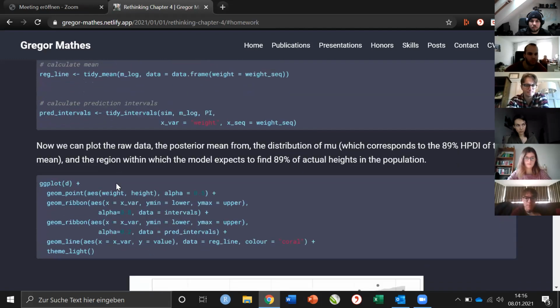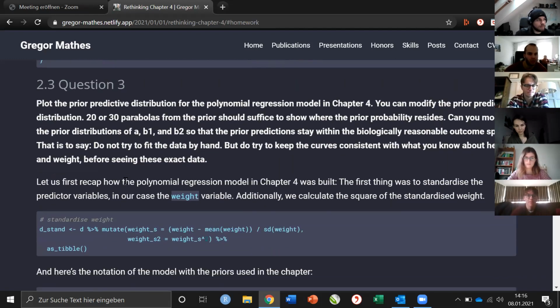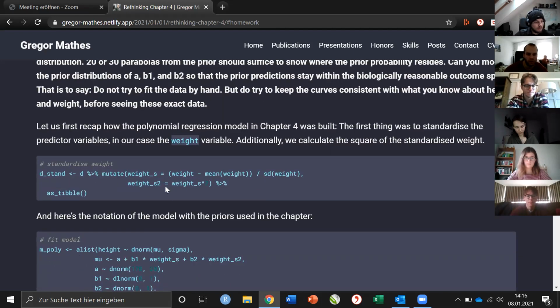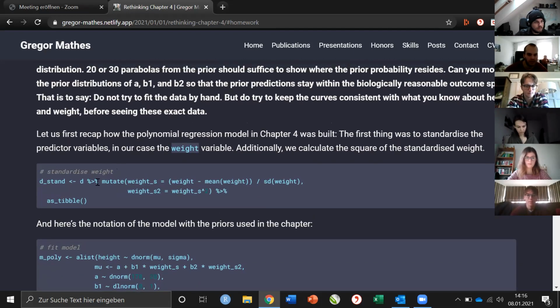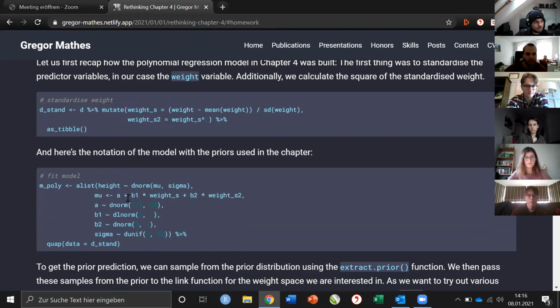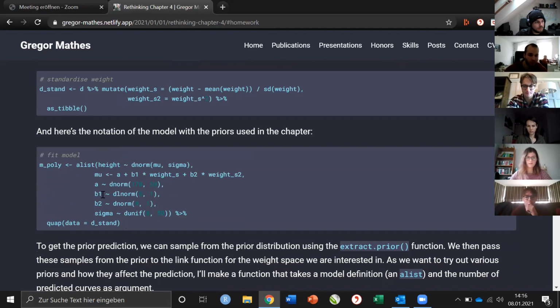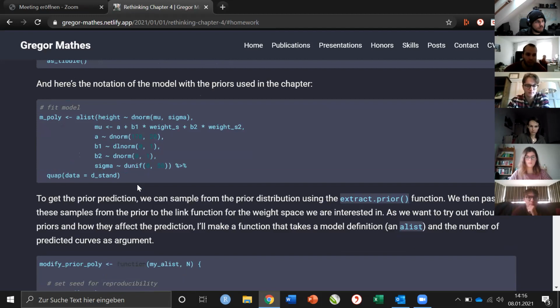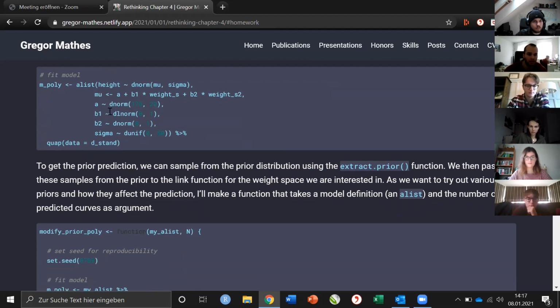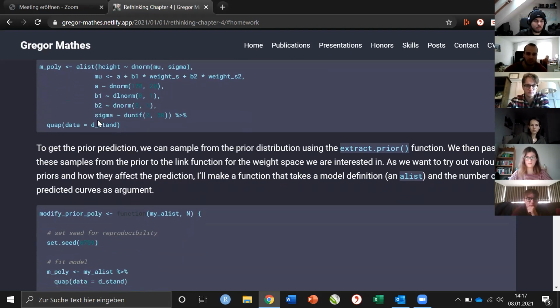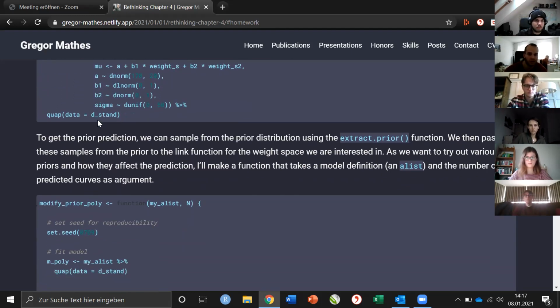Number 3. So what I do is I've standardized the variables, so the weight and the weight square. And then I've just used the same model definition as in the chapter with the same priors here. And you can see two betas for the second order polynomial equation.